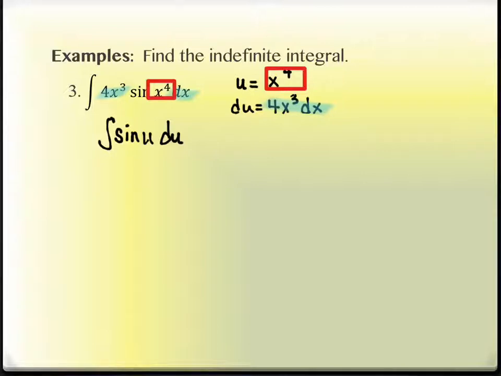So, what's the antiderivative of sine of u? Yeah, it's cosine of u, and it is negative. Of course, plus the c. And what will my final answer then be? Good. So negative cosine of x to the fourth plus c.